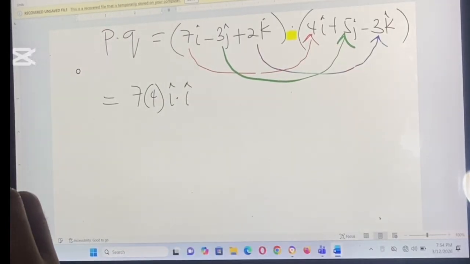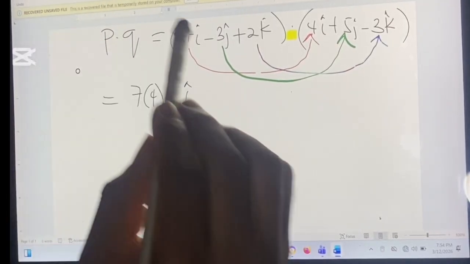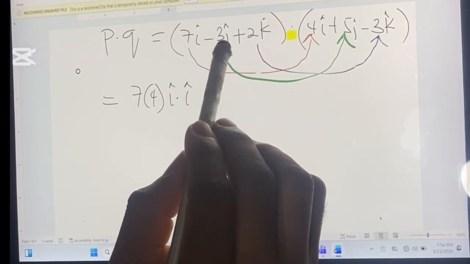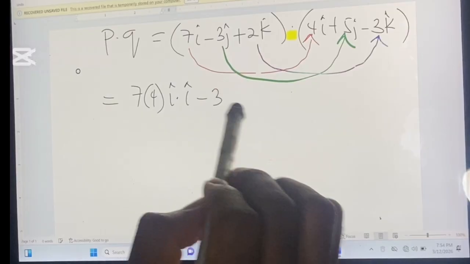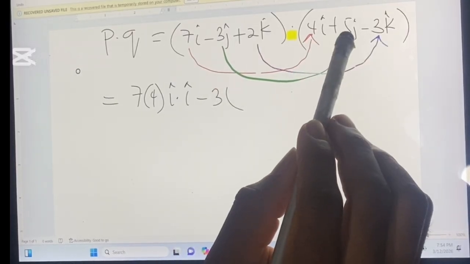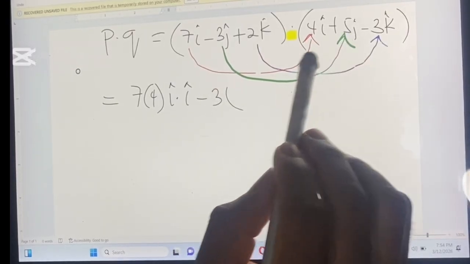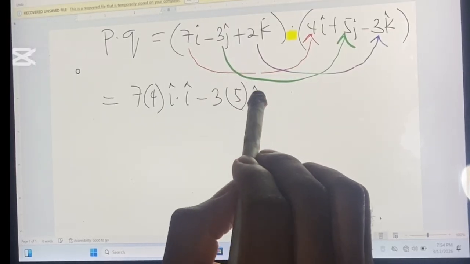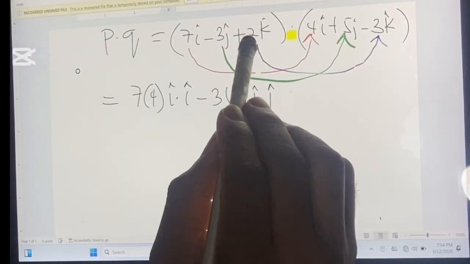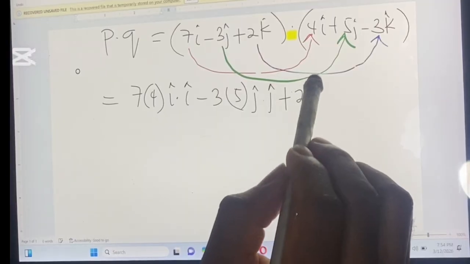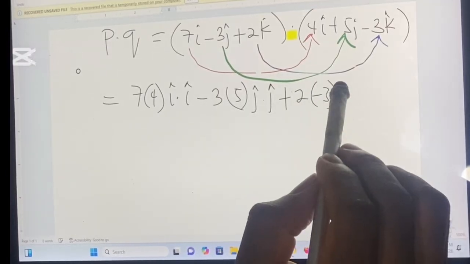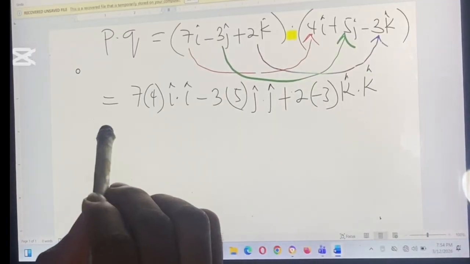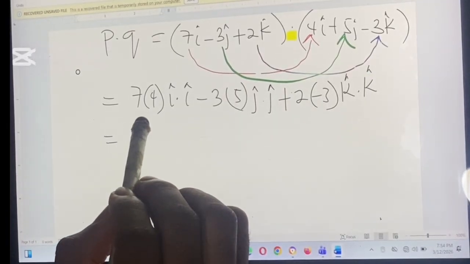The dot is this dot here. Please take note. Okay. So do the same thing here. The number at the front of J here is minus 3. This will be minus 3. The number at the front of J in the second part is 5. That is times 5. In terms of the vector, you say J dot J. So do the same thing here. This will be plus 2 into minus 3. In terms of the vector, it will be K dot K. Please take note. So class, let's multiply.